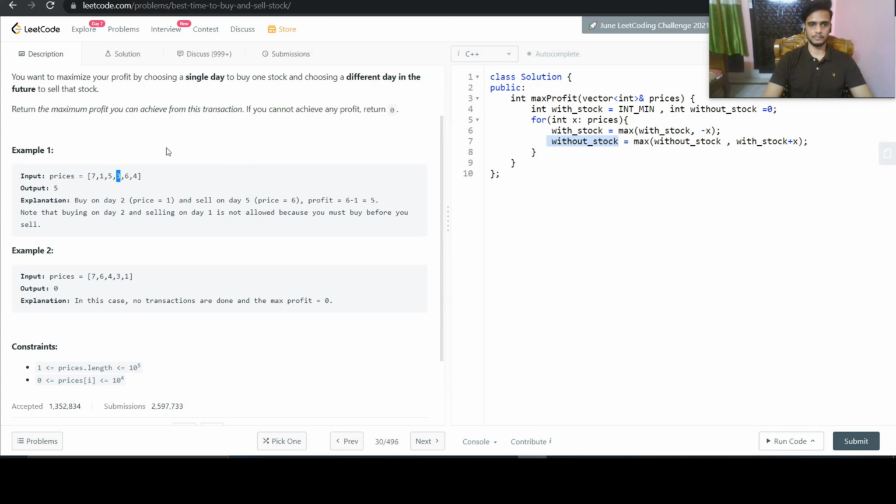So we will not get more than 4 profit. Then we will get 5 profit on day 6. So we will make withoutStock as 5, and then we will do the same process for 4, and the maximum profit will remain as 5 in our withoutStock variable. So at the end we will just return the withoutStock value, and that's it. So let us run our code.